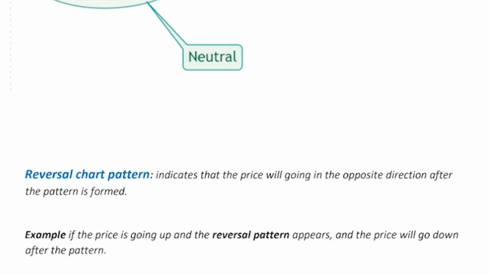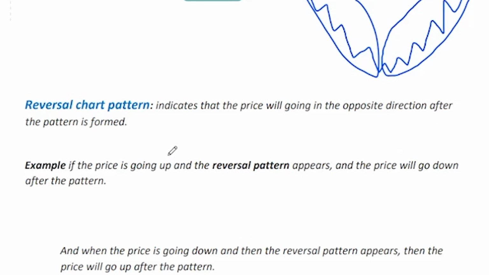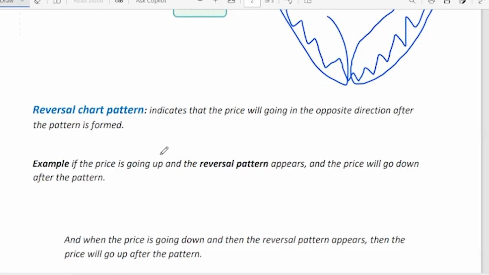A reversal chart pattern indicates that the price will go in the opposite direction after the pattern is formed. For example, when the market is moving down, making lower lows and lower highs, and we start seeing the chart patterns below here, we are expecting the market to change direction to the uptrend. This is the downtrend, which is going to change direction to the uptrend. So, as I was saying, if the price is going up and a reversal pattern appears, the price will go down.